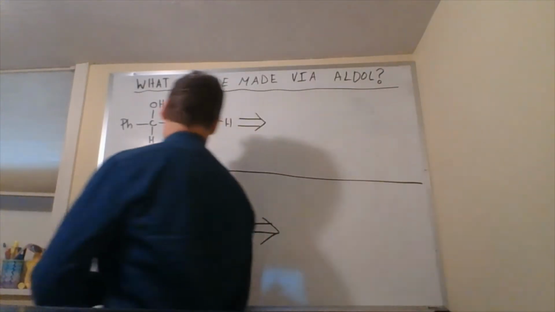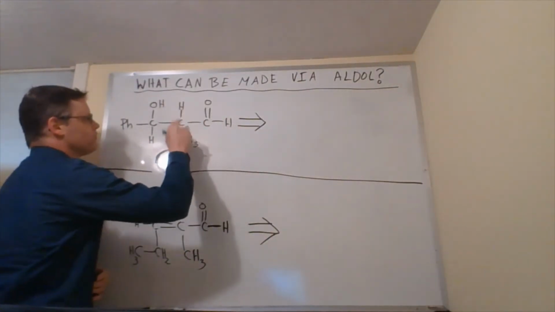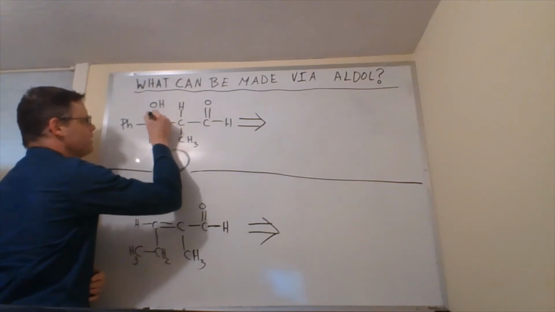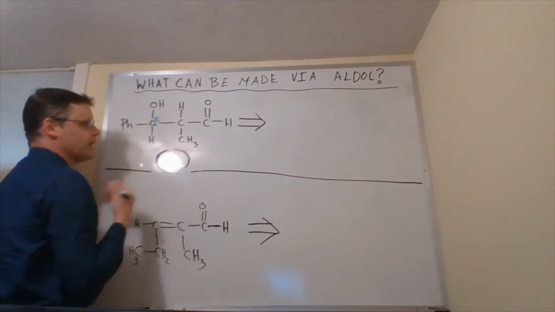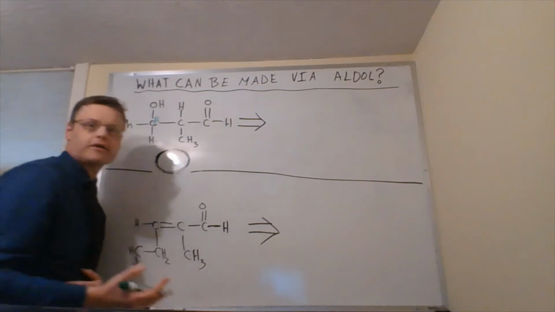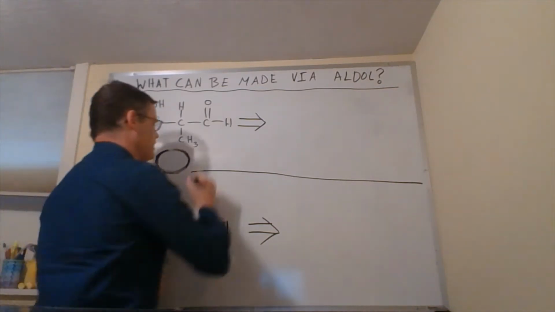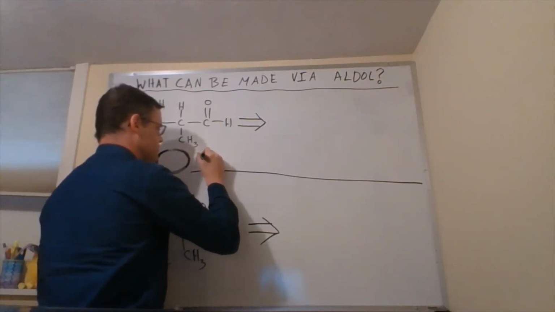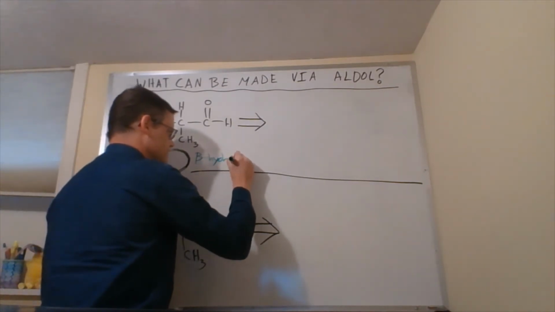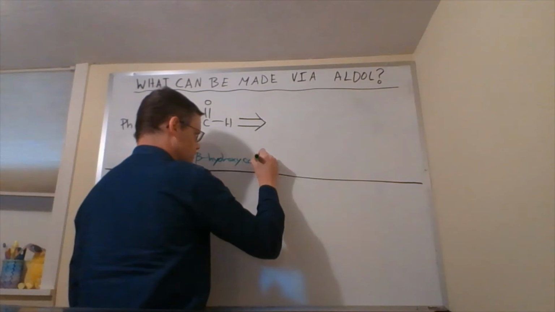If you have a molecule such as this one, where you have a beta hydroxy aldehyde or ketone, that could be made via an aldol condensation, or an aldol reaction. So, beta hydroxy carbonyl. Okay.